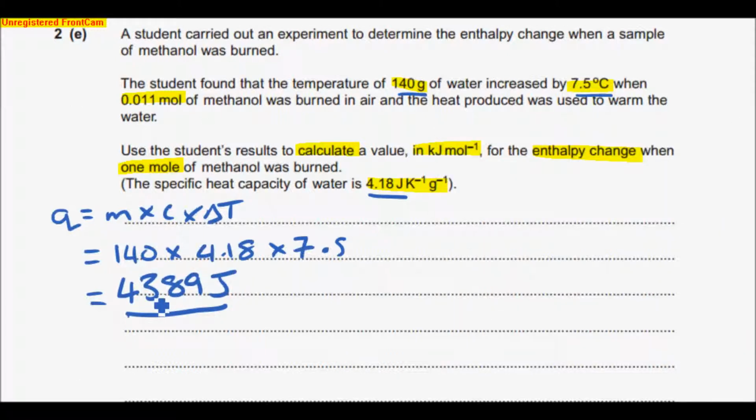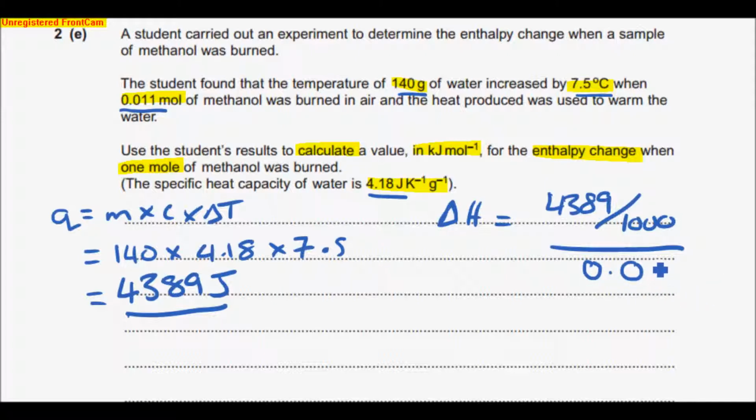We want to work out the enthalpy change of the reaction. So we now need to work out delta H. Delta H equals the value we just worked out, Q, which would be 4,389. And we're going to use the value in kilojoules per mole, so we have to divide that by 1,000. And all of that is then divided by the number of moles. The number of moles is already given to us, which is 0.011. In some examination questions, you would have to work out the number of moles because they'll give you a change in mass, and you'd have to use a relative molecular mass to work out the change in number of moles.